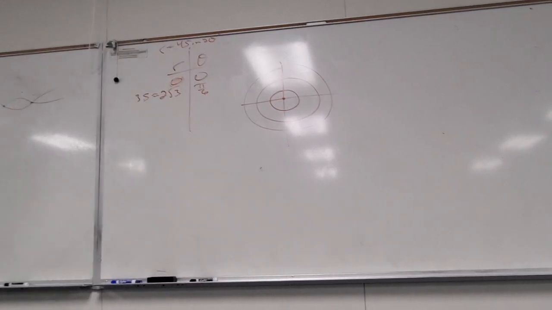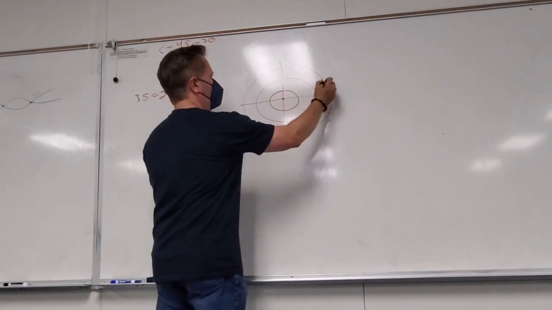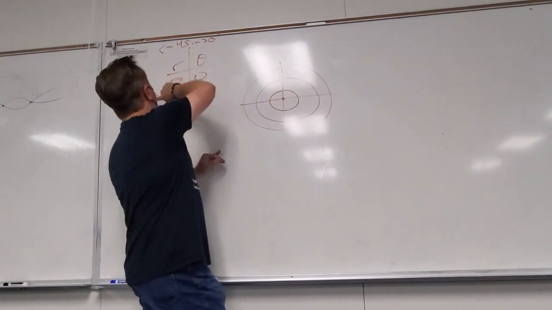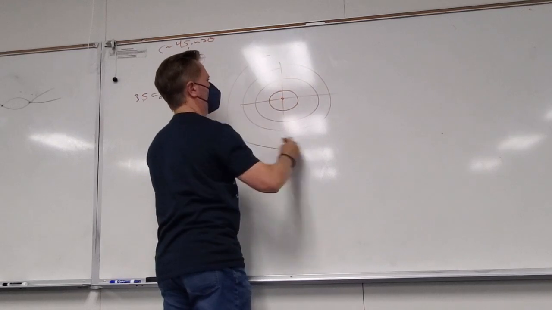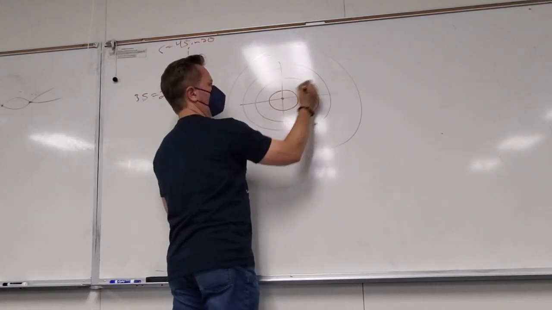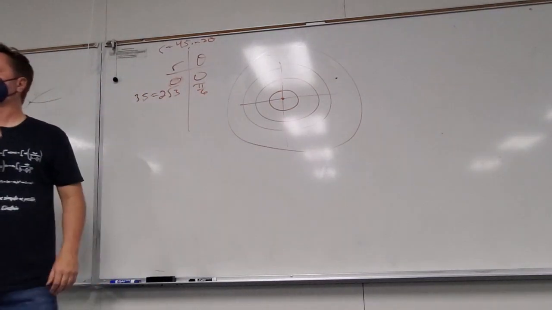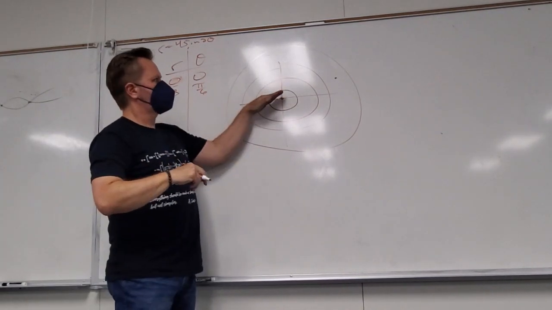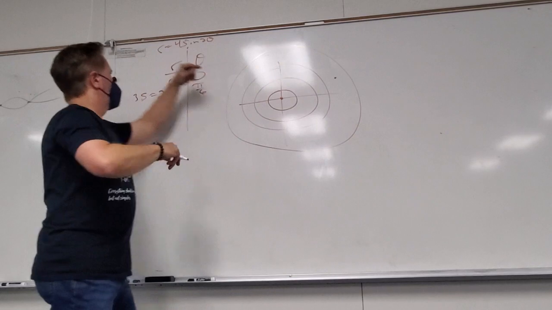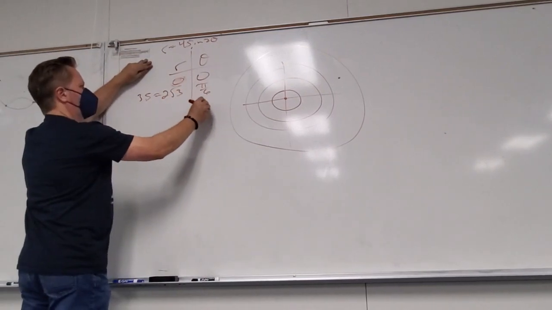So you need polar graph paper so you can do this correctly. You would face pi over 6 and you would go out 3.5. You face pi over 6 and you go out 1, 2, 3.5, right? You with me? So face pi over 6 and go out 3.5. And then what do I get if I put pi over 4 in?